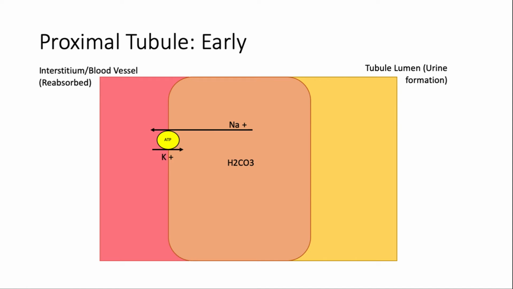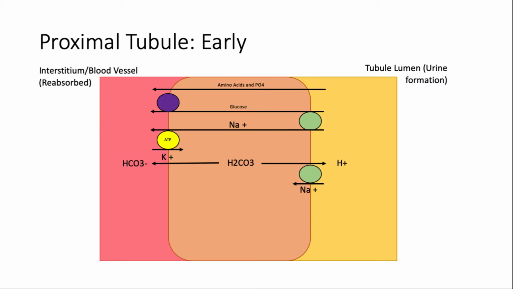The next thing that's recovered is bicarbonate, and it starts as carbonic acid inside of the cell and then dissociates into bicarbonate that's reclaimed in the blood and hydrogen ions, or in other words, that acidity that's released into the urine. And we'll talk about this a little bit more in depth in the next slide. But like we mentioned, there's also going to be a lot of glucose, amino acids, and even phosphate ions that are recovered in this area.